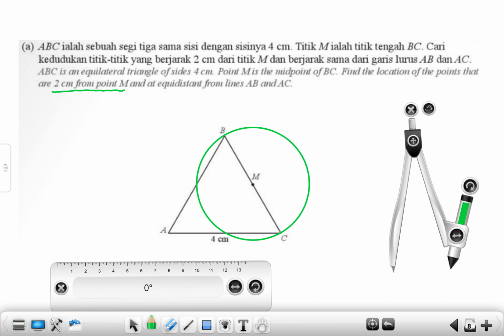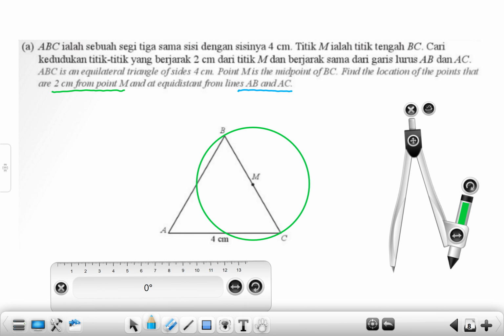And the next one is equidistant from line AB and AC. Over here we have 2 lines, AB and AC. What type of lines do we have there? I'm asking, not saying. Two intersecting lines. From 2 intersecting lines, what type of locus are we going to get? Now you are going to say perpendicular bisector, right?